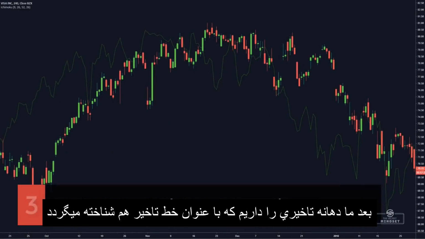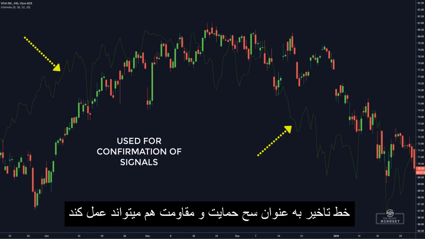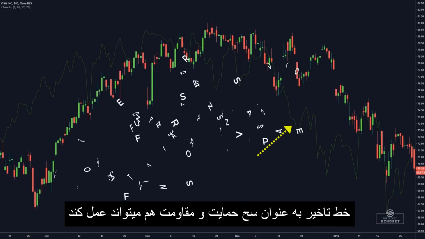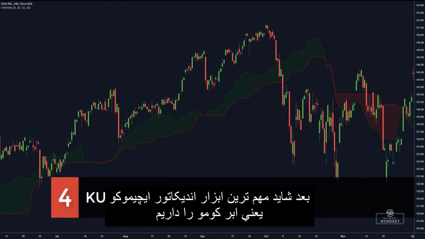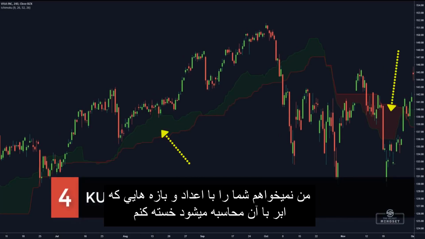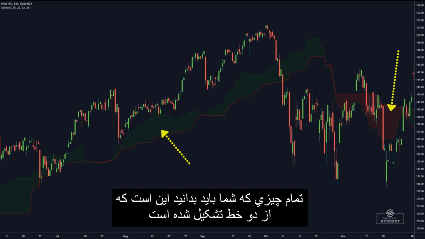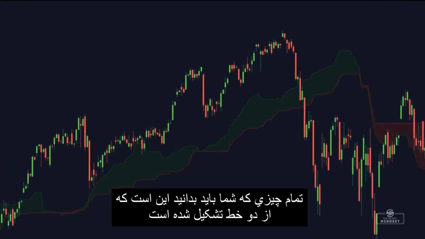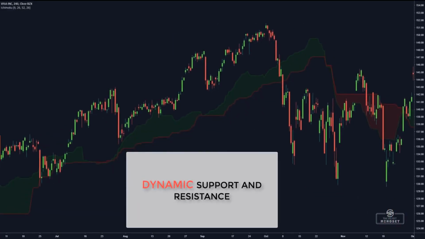Then we have the lagging span, also known as the lagging line, used for the confirmation of signals. The lagging span can also serve as a support and resistance level. Then, maybe the most important tool of the Ichimoku indicator, we have the Kumo cloud. I don't want to bore you with the numbers or periods based on which the cloud is calculated. All you need to know is that the cloud is formed from two lines, span A and span B, which act as major areas of dynamic support and resistance.